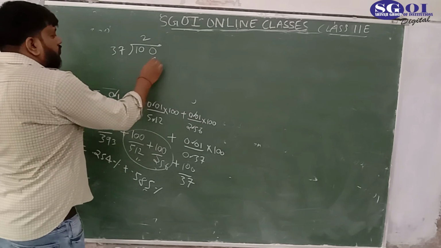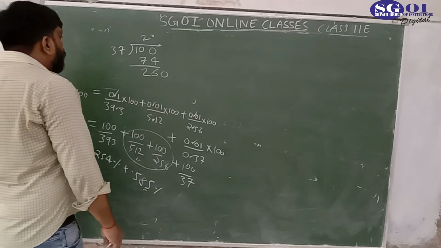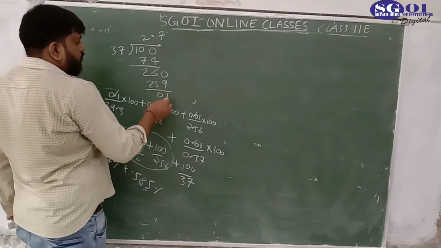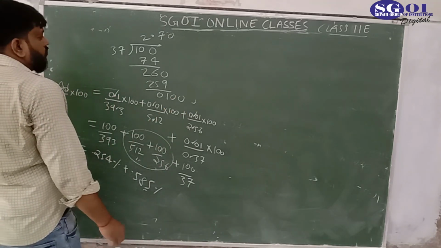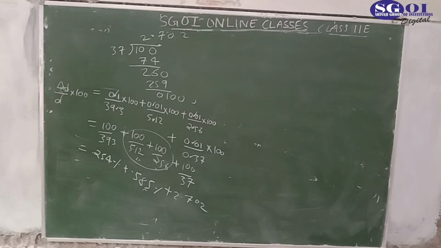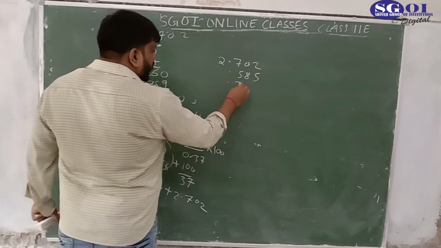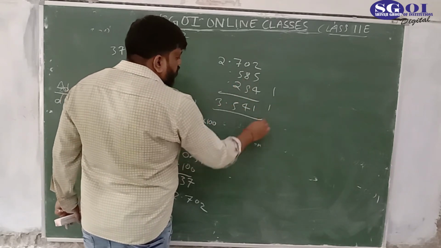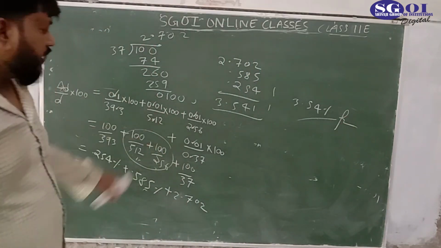Now 100 upon 37 is 2.702. Just add them: 2.702, 0.585, and 0.254. The sum is 3.541. Up to two decimal places, it would be 3.54%. So this is our answer of this numerical problem. Thank you, students.